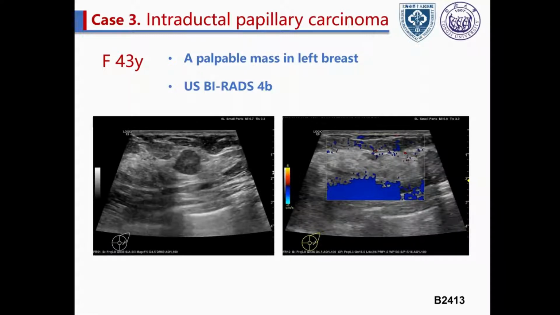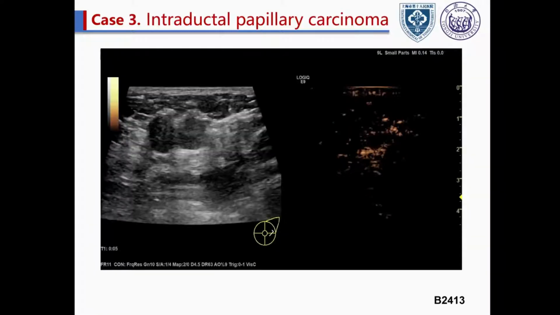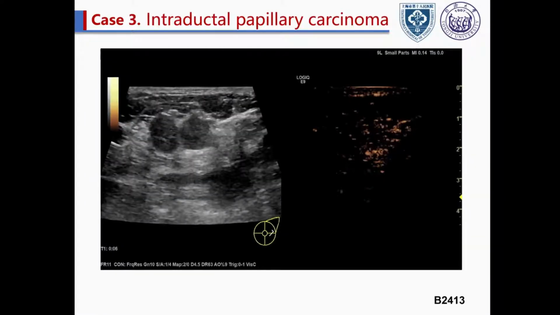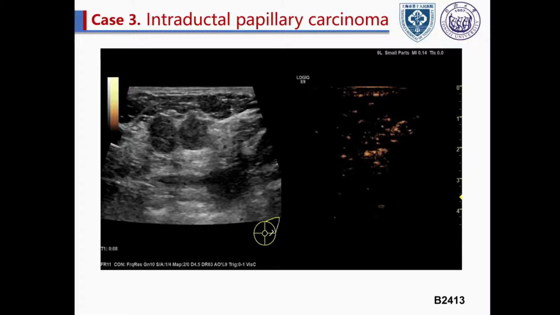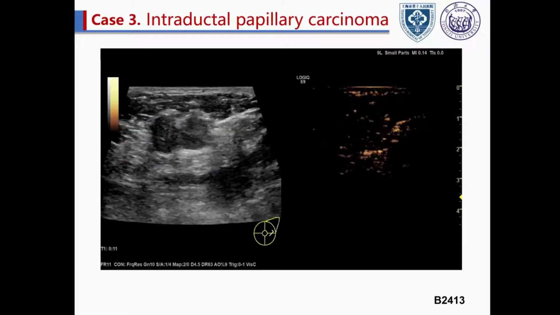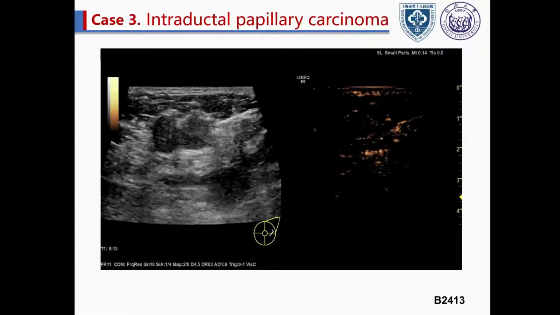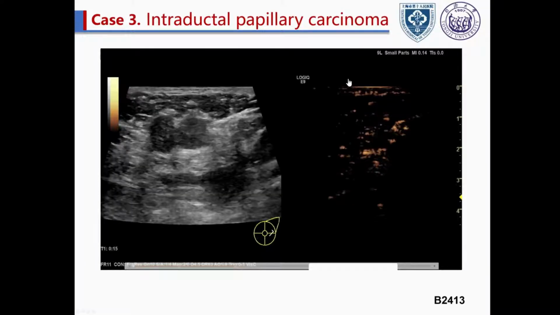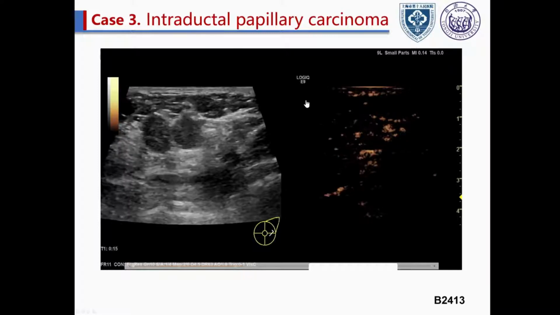And this is the CUS of the lesion. It shows very strong enhancement of lesion. An early enhancement in connection with the surrounding breast tissue. And we can also see the enhanced area is larger than the ultrasound.